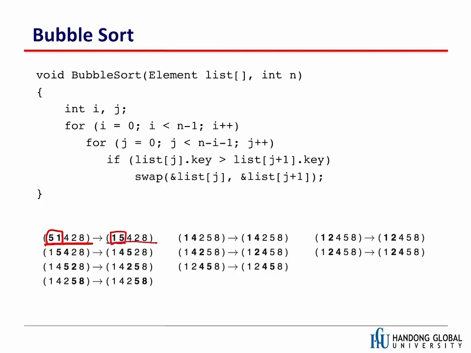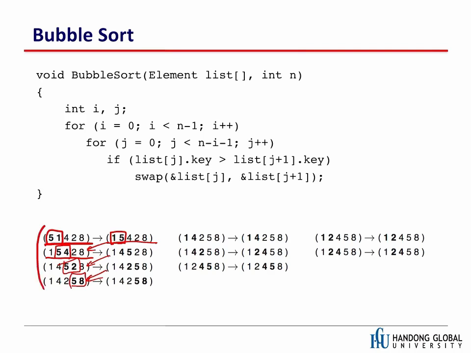From this list, we copy this one, and then we check this pair. 5 is greater than 4, so we swap. Okay, good. And then next, we check this one. Oh, 2 is smaller than 5, we swap. And then we check this one. Oh, 5 is smaller than 8, so just leave them as they were. Okay, so we are done.